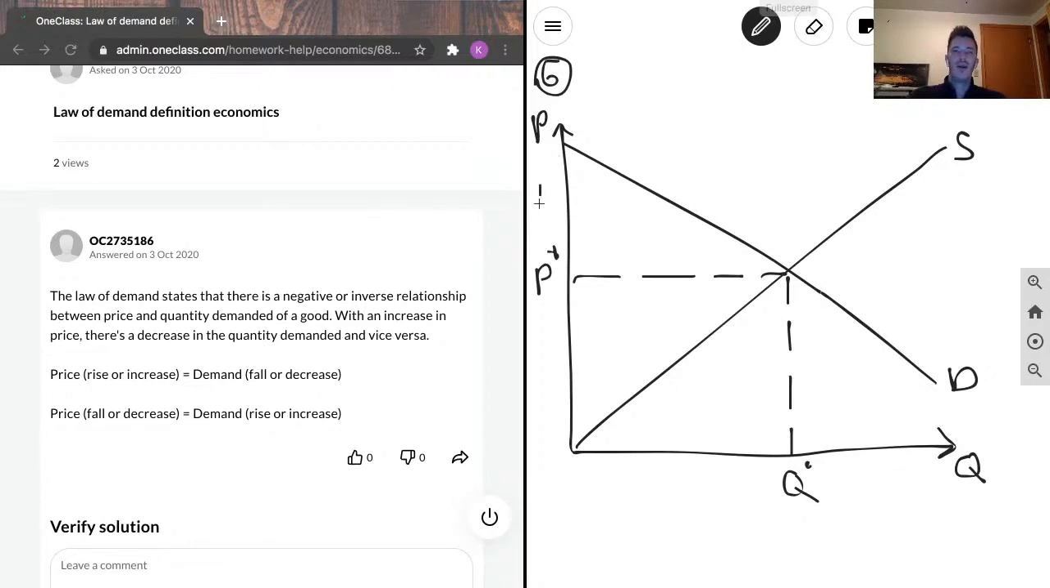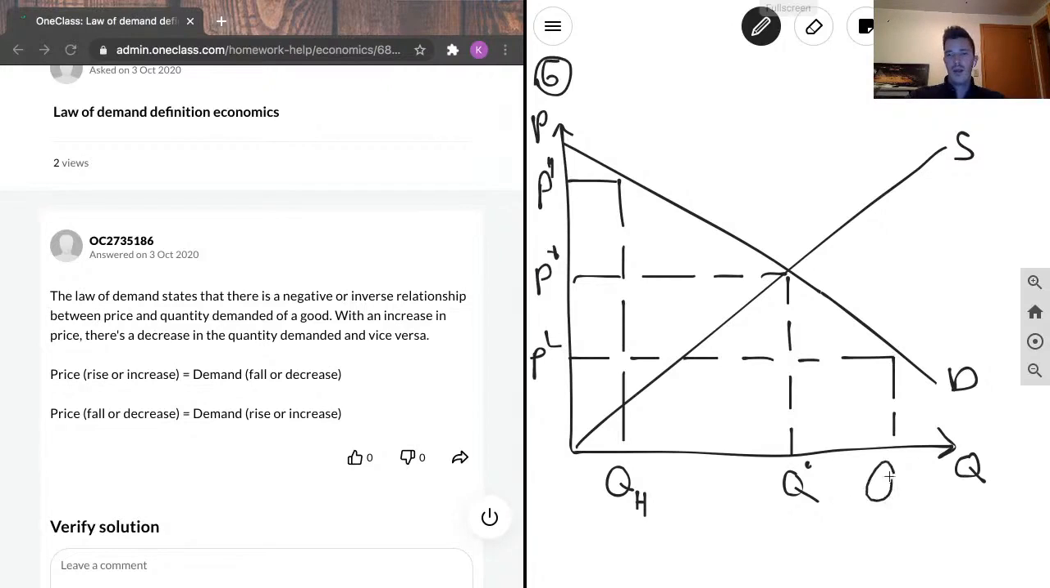Now, when we have a very high price, I'll call this PH for P high, we see, if we draw over to the point where the demand curve is, then draw down to the x-axis, that at a high price, people do not demand a lot of the good because they don't want to pay a lot for it. Similarly, at a low price, PL here, if we again draw over to the demand curve, you can see when the price of something is low, there is going to be a large amount of demand for it. Denote that QL.